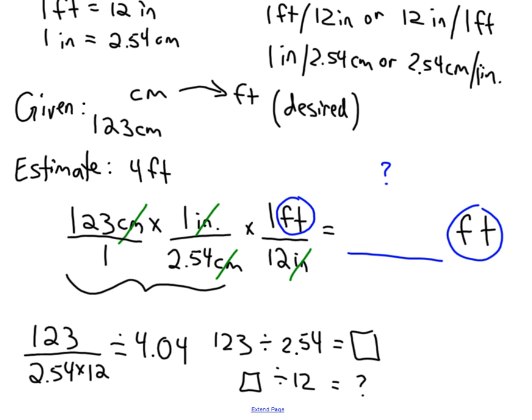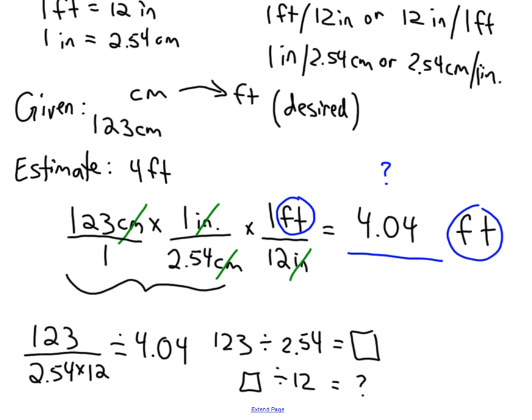4.04. I'll round it to 2 decimal places. So 4.04 is the number of feet that corresponds to 123 centimeters. They're equal. Okay, and it was close to our estimate, given the fact that a meter is a little bit more than a yard, and we have more than a meter.